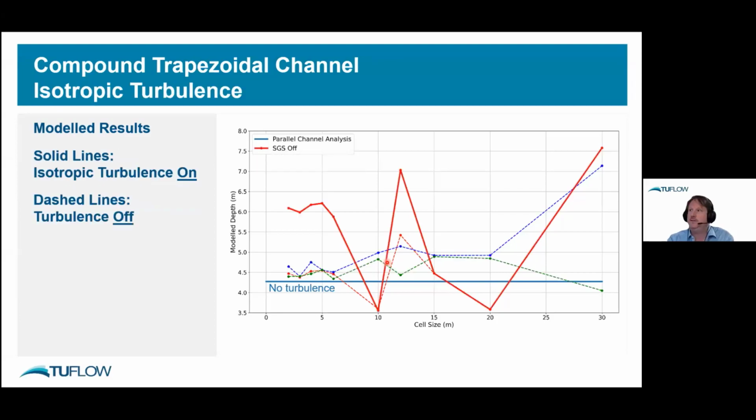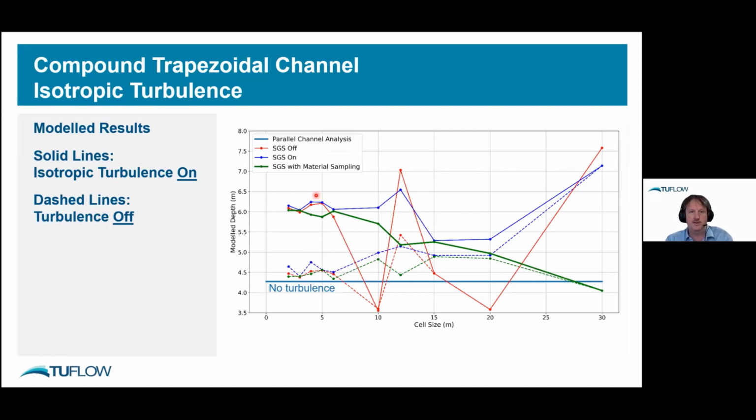turned on as well. I've dashed out those lines with no turbulence. So I've kept them in there, but just made them dashed. Now I'm looking at the same cases with turbulence turned on. So in the red case, subgrid sampling turned off, but with turbulence turned on, just as the default terms. And blue is the same as the dashed blue. It's with subgrid sampling turned on, but in this case with turbulence turned on. And finally, the green, with both subgrid sampling and material sampling turned on, as well as the turbulence.